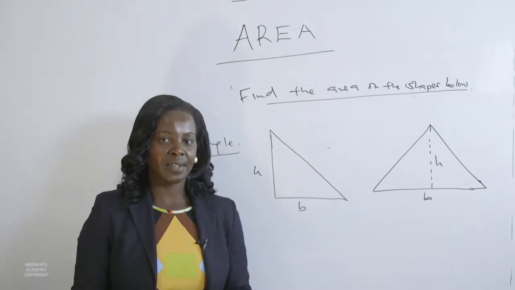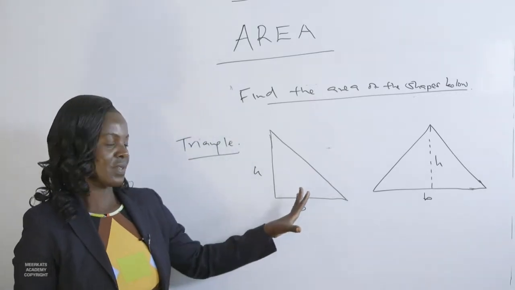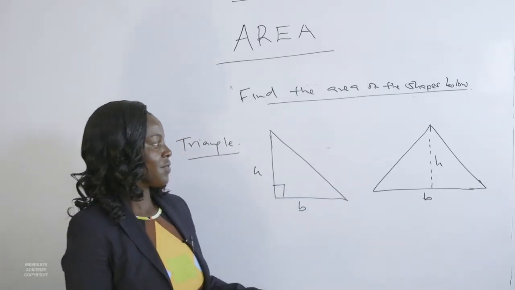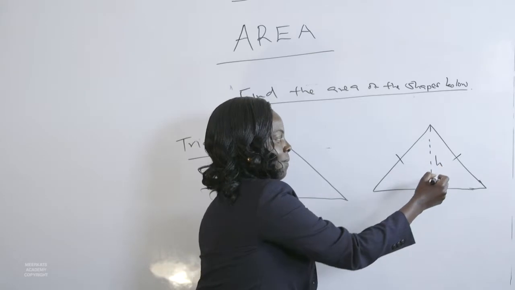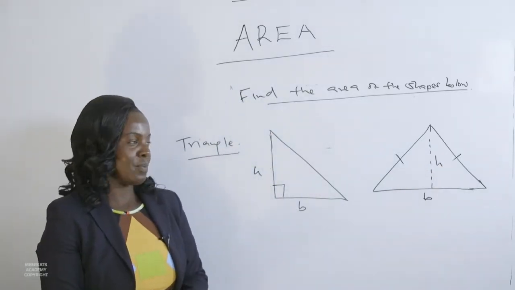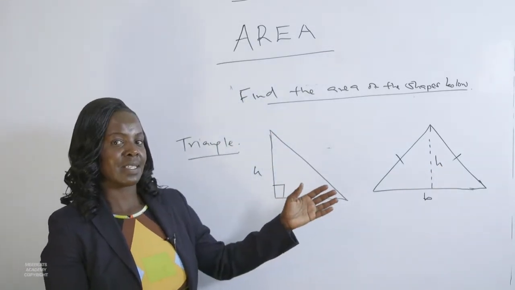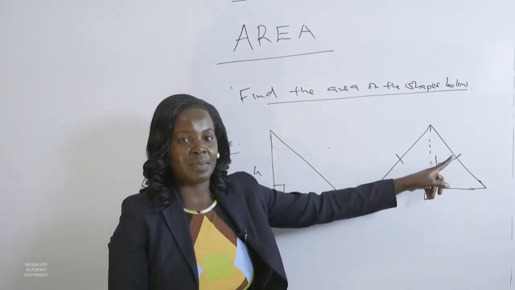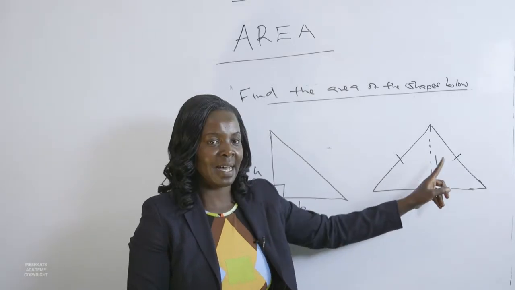A triangle is a three-sided figure, and we have types of triangles. We have a right angle triangle. We have an isosceles triangle. Isosceles, we said from our previous lesson, has 2 sides equal. Because it has the same dashes, it means that this side and this side are equal.